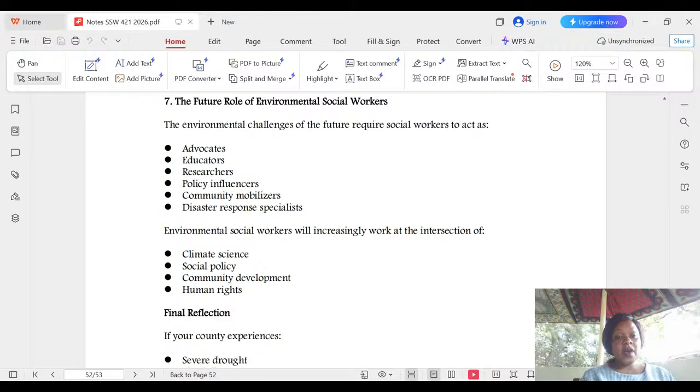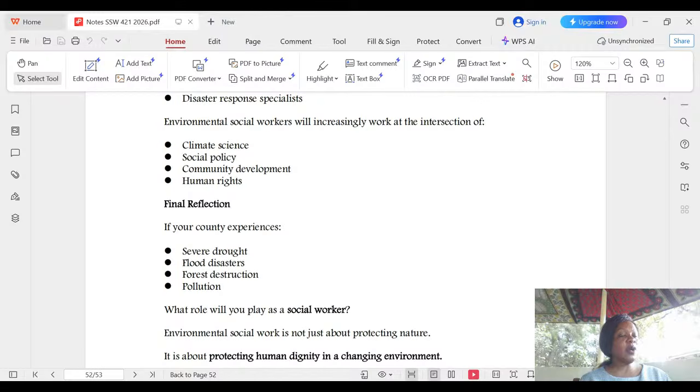You'll act as policy influencers. We've talked about that a bit. As community mobilizers, as disaster response specialists. So you'll work closely in climate science, in social policy, in community development, and in human rights. So, final reflection. If your county experiences severe drought or flood disasters, right now it's really floods in the country, or forest destruction or pollution, this is related to what I asked you at the very beginning. What role will you play as a social worker?